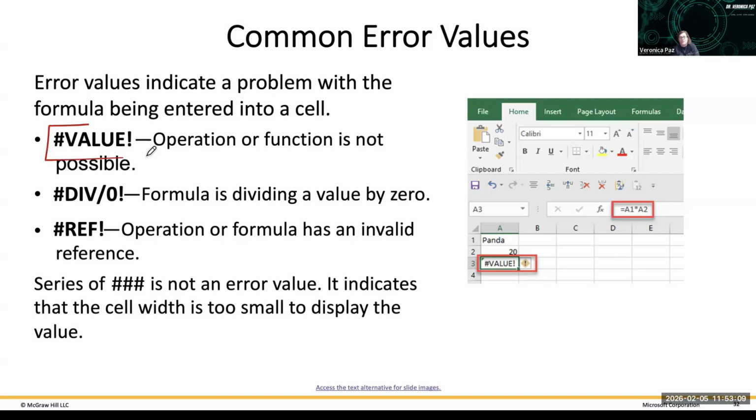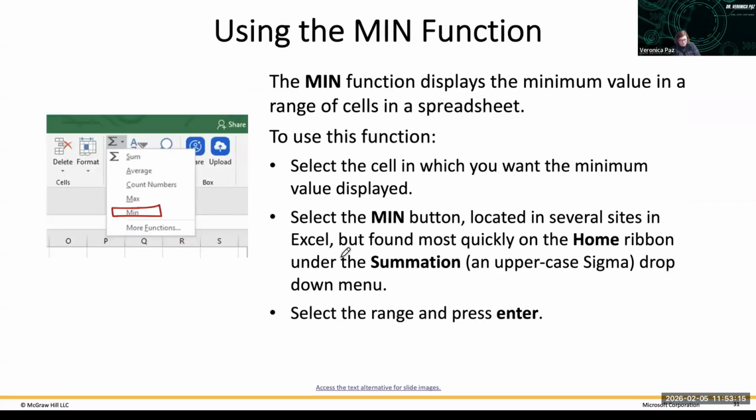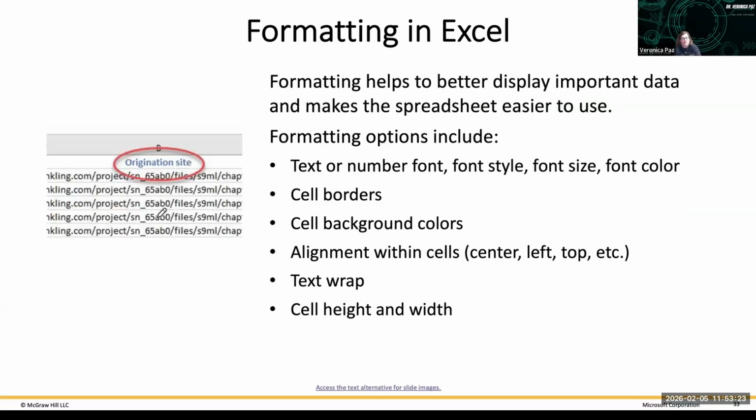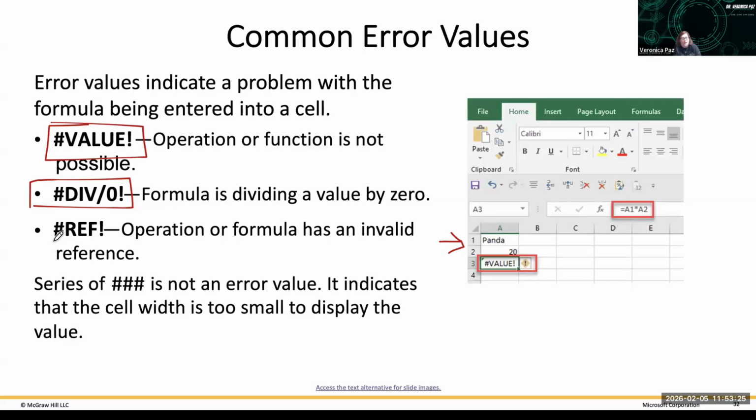We talked about the common errors. Here, if you have a value error, like we've noticed, you can't add a panda, right? So you can't add those two. And then this is if you divided by 0. If you see this error, you cannot divide by 0. It's not allowed. And the reference error means you might have a circular reference.